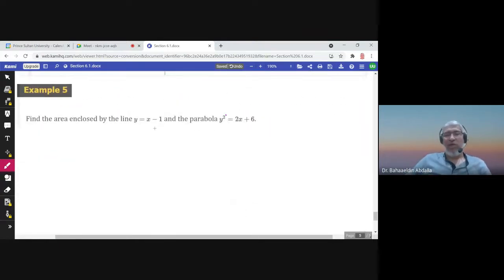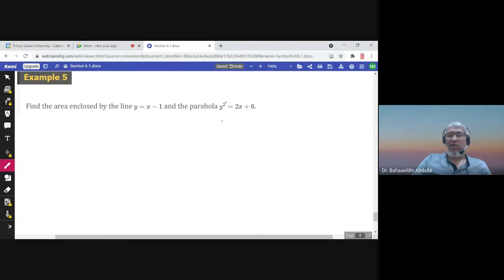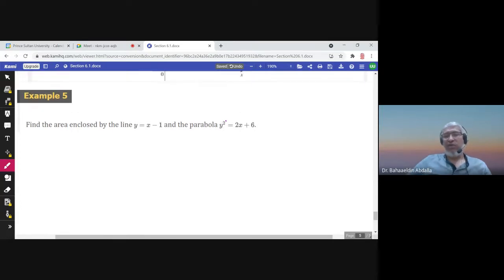Let us sketch the graph here and see. We have y equals x minus 1. This is a straight line. And y square equals 2x plus x. We have y square and x to the power 1. So this is in fact a parabola, but a horizontal parabola. You know the graph of x equals ay square plus by plus c. This is always a horizontal parabola.